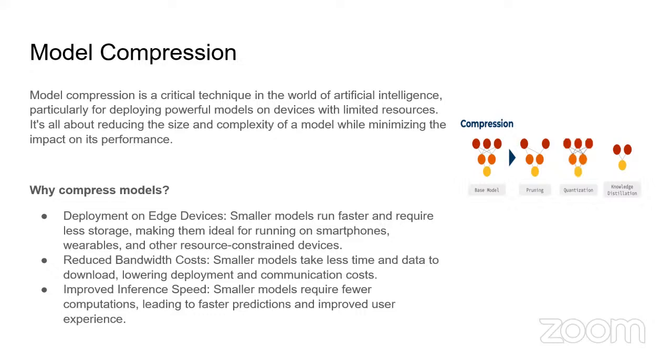Then it is useful in reducing bandwidth costs. Smaller models take up less data, which means they are quicker to download and cheaper to transmit, saving on communication cost, especially in bandwidth-sensitive applications. Then there is improved inference speed. With fewer computations needed, compressed models make faster predictions, enhancing the user experience with quicker response time.